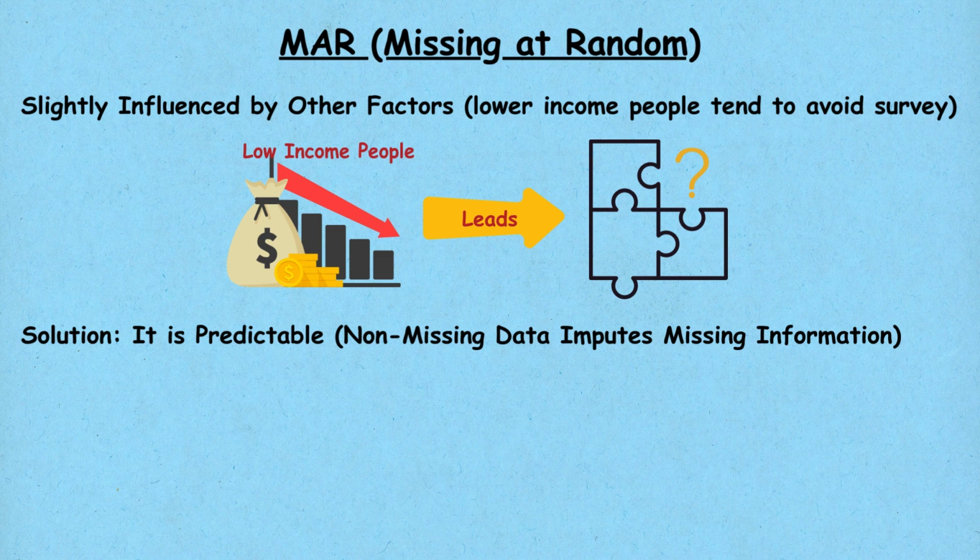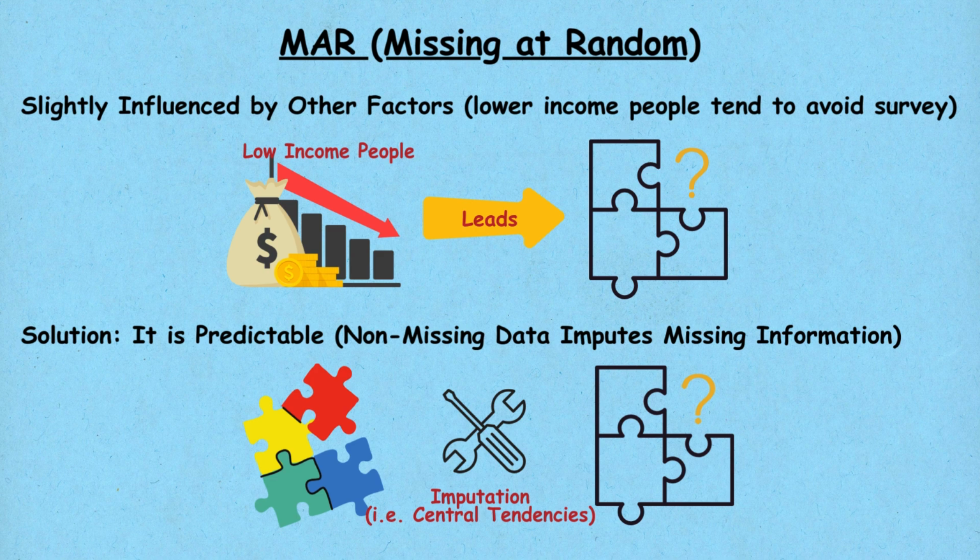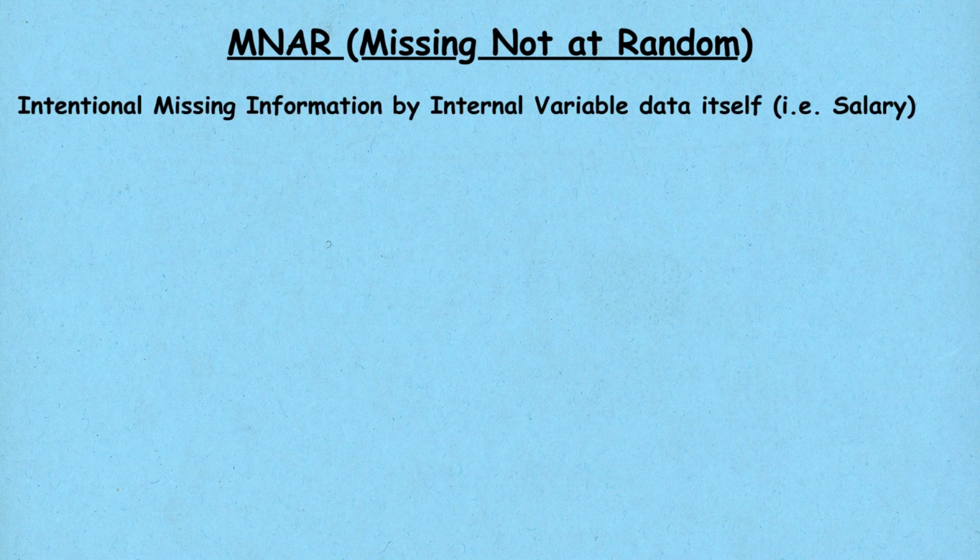One solution to handle this missing data is through imputation methods, such as using central tendency measures like mean, median, or mode, which I will explain later. Missing not at random, now this one is the trickiest. It happens when people intentionally withhold information.